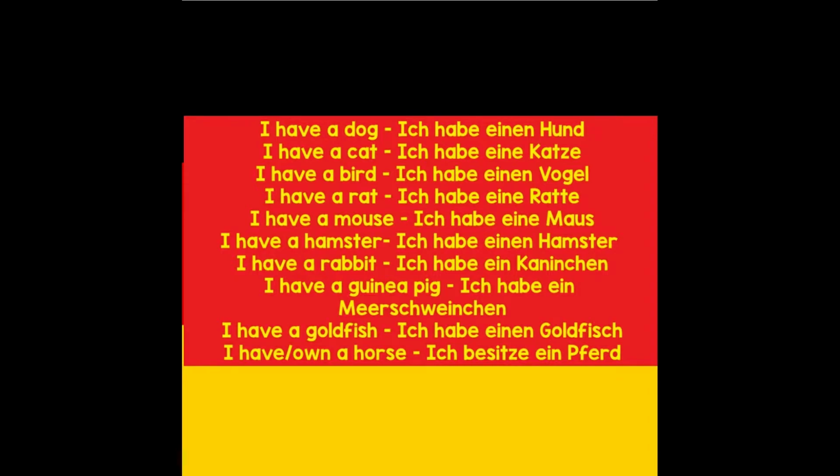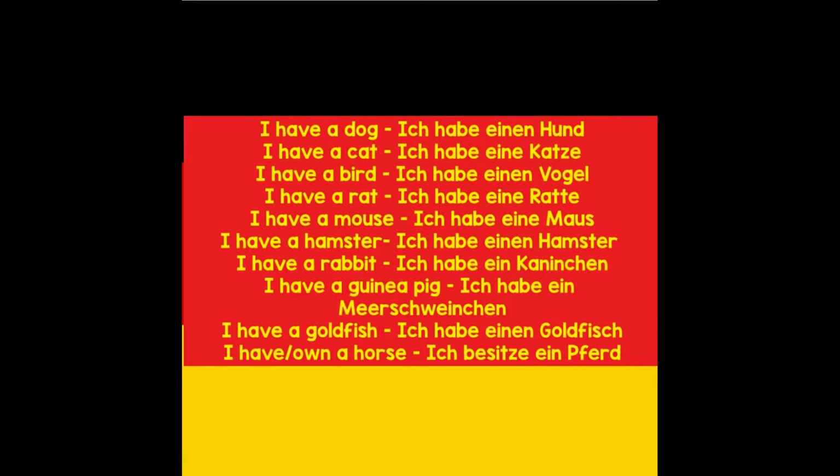Okay, if we want to say that we have a bird, we say ich habe einen Vogel. Okay, if you want to say that we have a rat, we would say ich habe eine Ratte.